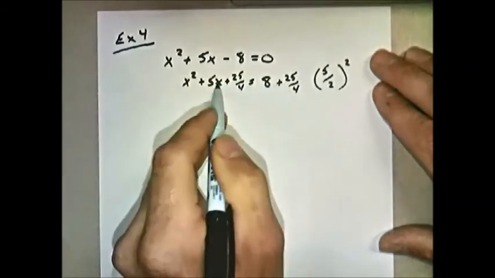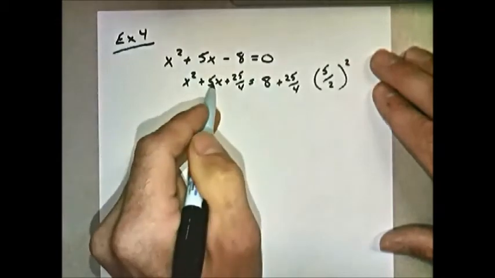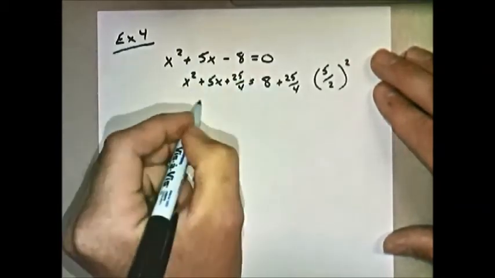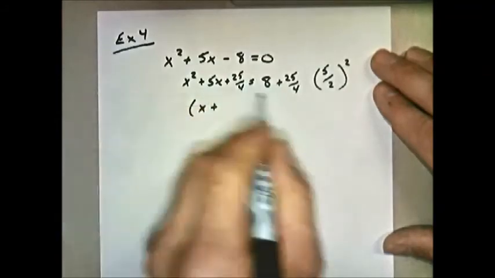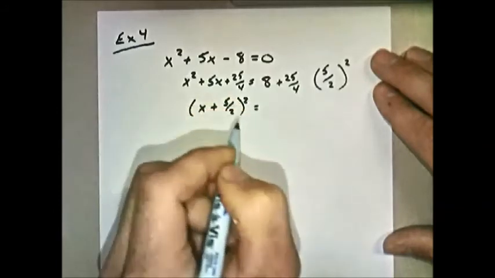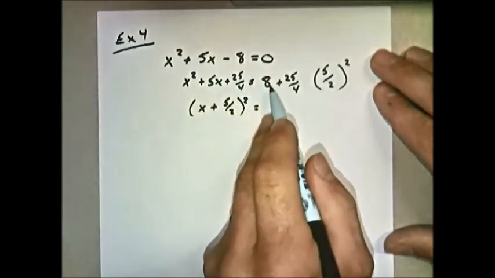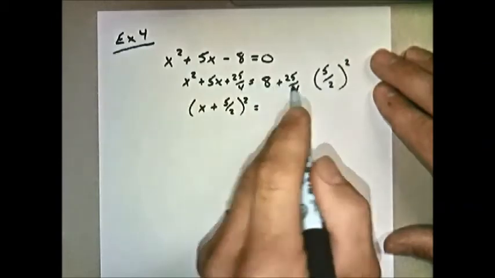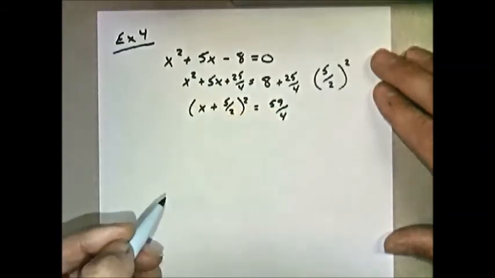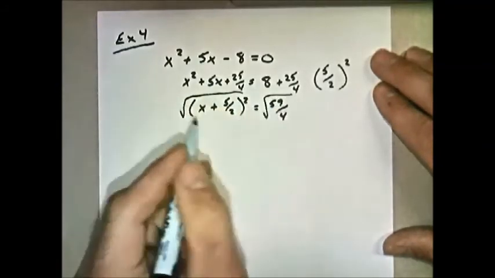Notice I'm always adding, doesn't matter what our numbers were, because when we square a positive or a negative, we get a positive. I'm going to go ahead and factor this, since I know what it factors to, my x plus 5/2 squared equals, adding these two together, I have 32/4 plus 25/4, so I get 59/4. I'm going to take the square root of both sides.